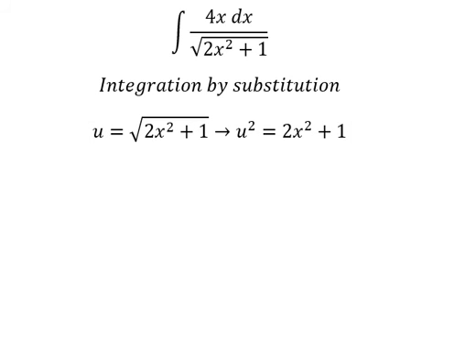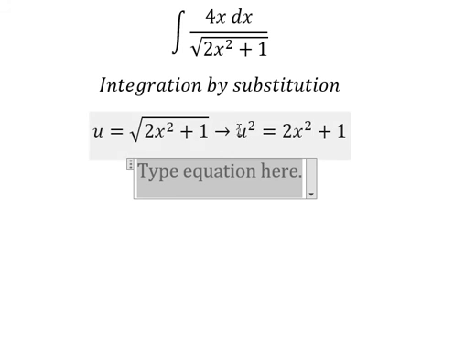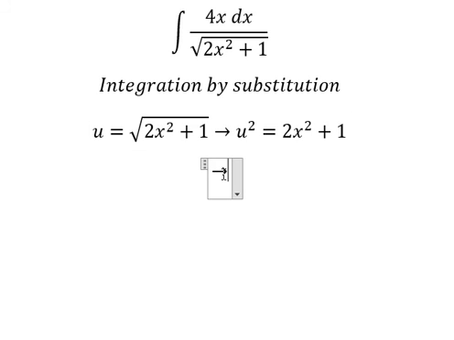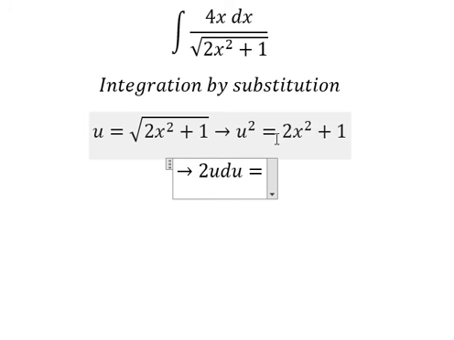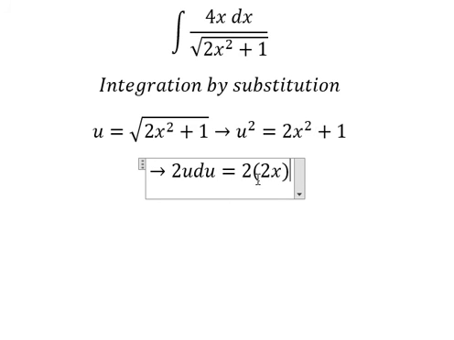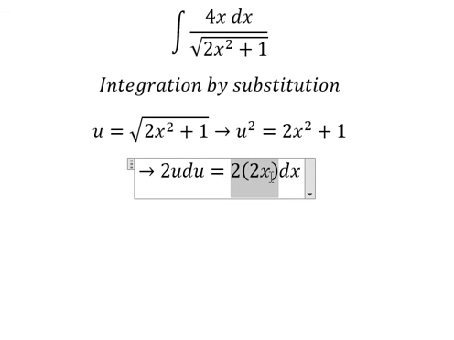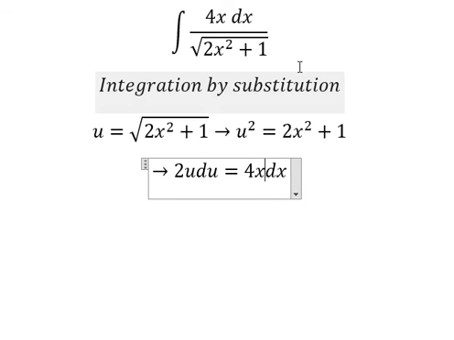Now we need to first take the derivative of both sides. The derivative of u squared, you get 2u du. The derivative of s squared, you get 2s. The derivative of number 1, this is a constant, so you get 0, and we have the s, and this one you get 4s.